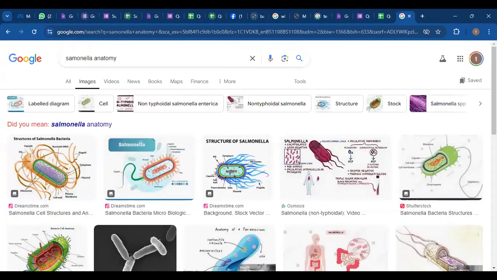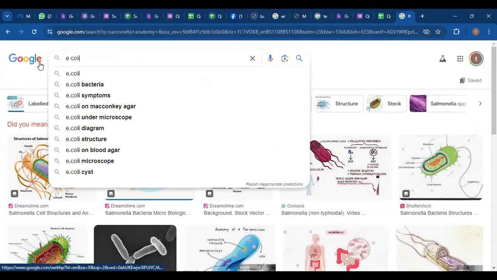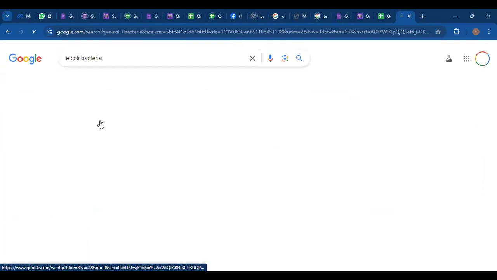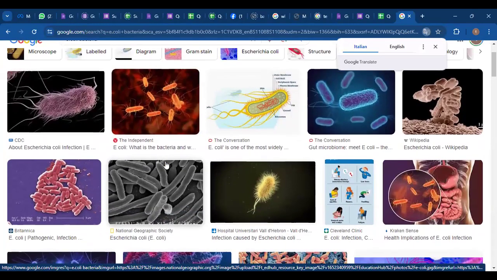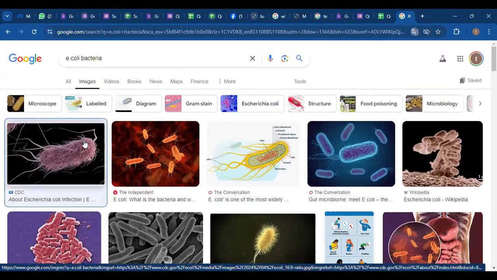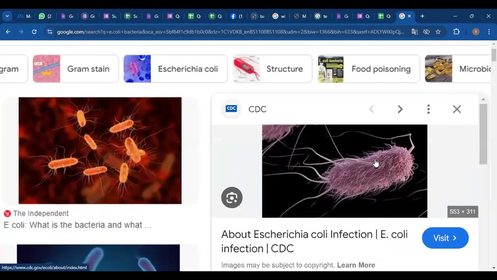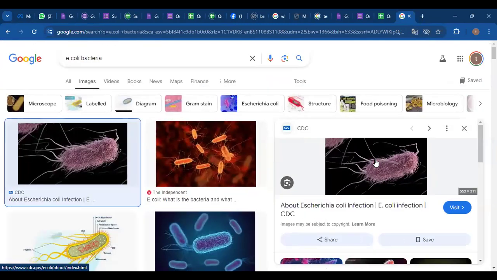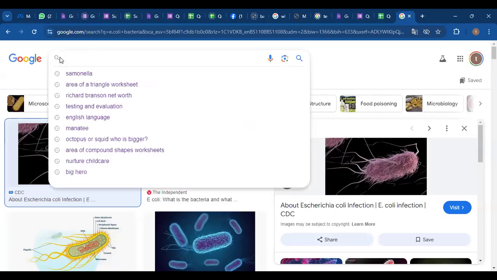Okay, and then you have E. coli. Let me show you E. coli. This is another bacteria. You could have an E. coli infection inside of your gut. Like I said, these are stuff you cannot see with your naked eye. You need a microscope. Why does it look furry? It looks like the last one, but furrier.